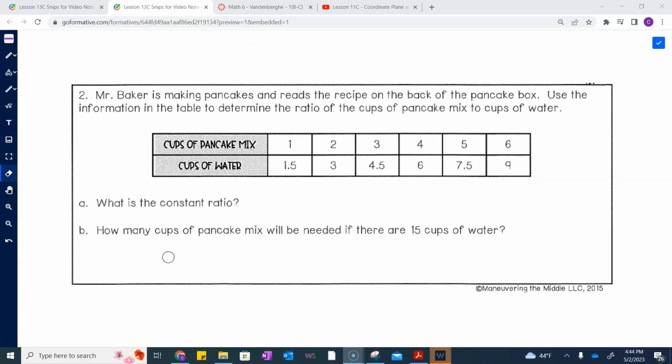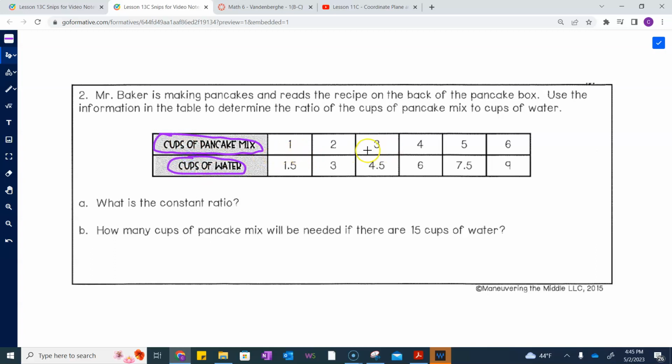Mr. Baker is making pancakes and reads the recipe on the back of the pancake box. Use the information in the table to determine the ratio of the cups of pancake mix to the cups of water. So the first thing you need to pay attention to are these two rows right here. This row right here is cups of pancake mix. And that's the powder, and then we're going to add to that the cups of water.